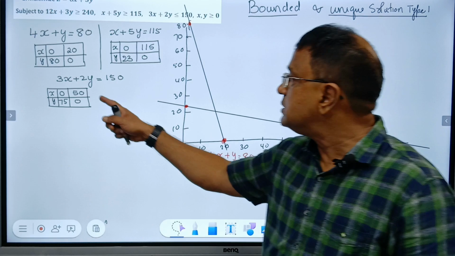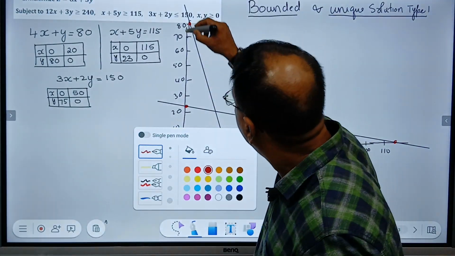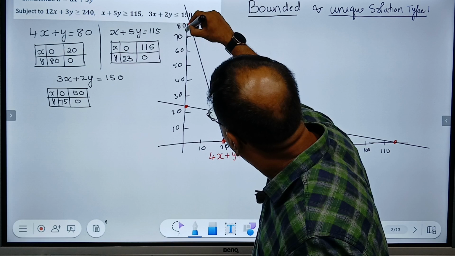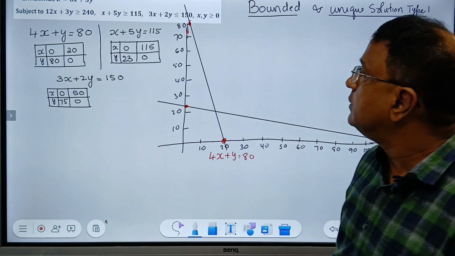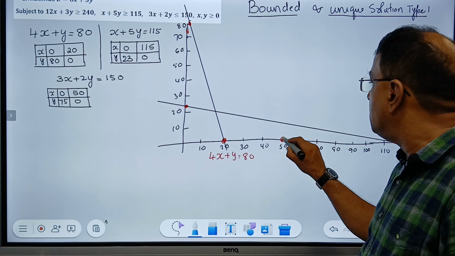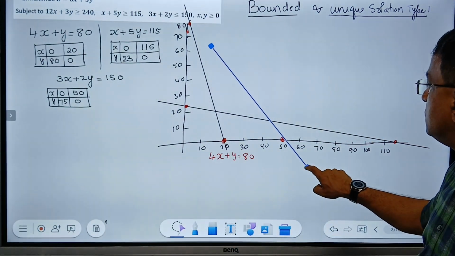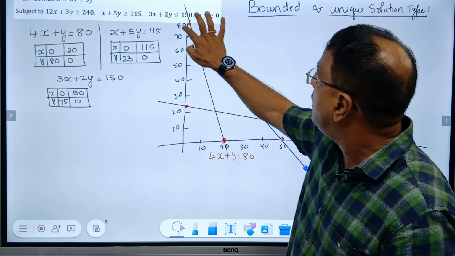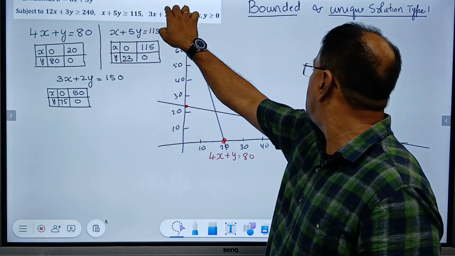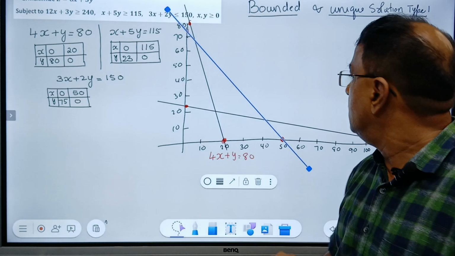Now 0, 75. Where is 0, 75? 75 is here. And 50, 0. This is 50, 0. Let's see how it works. Join this and this. I got the line. Okay. Now what is the equation?